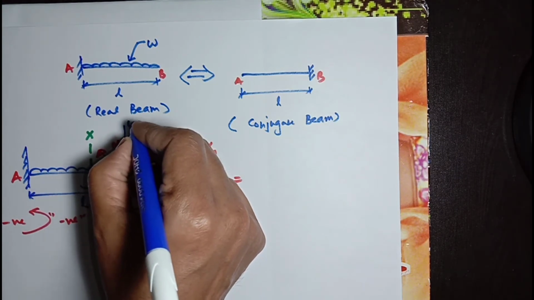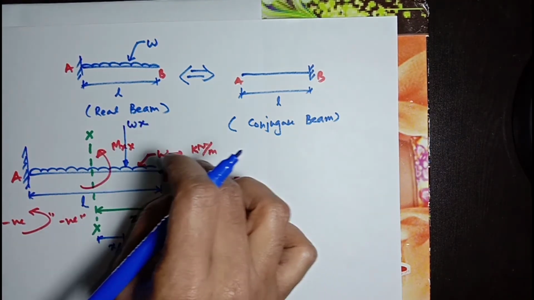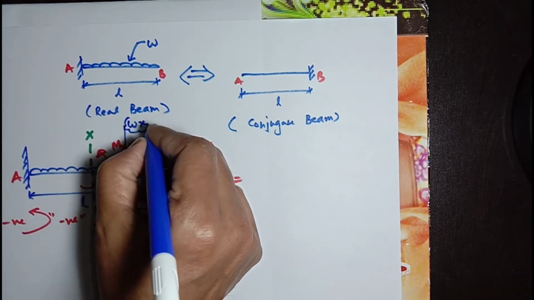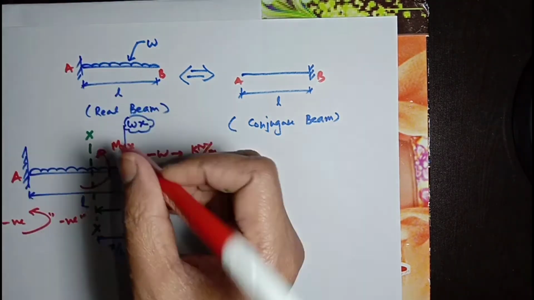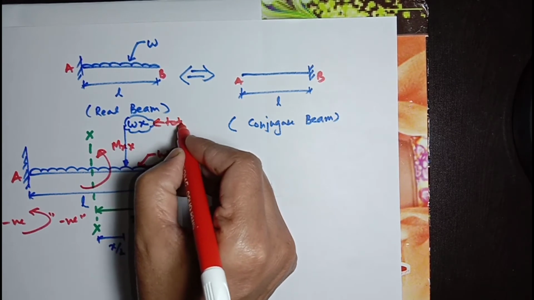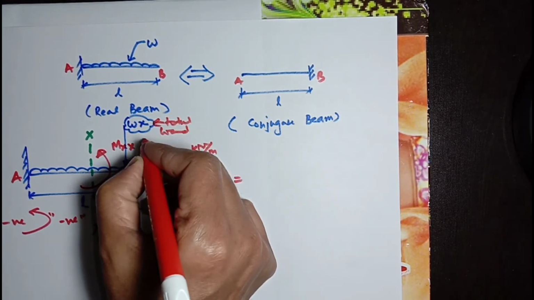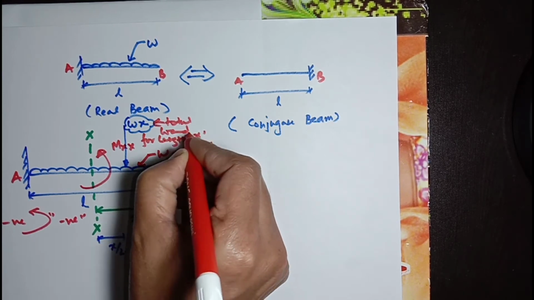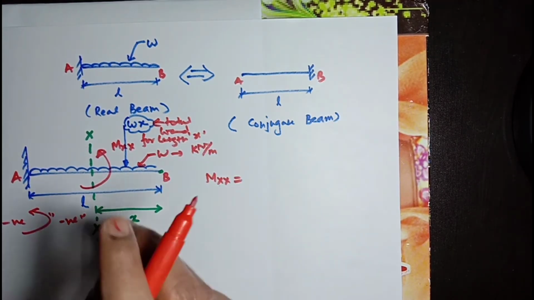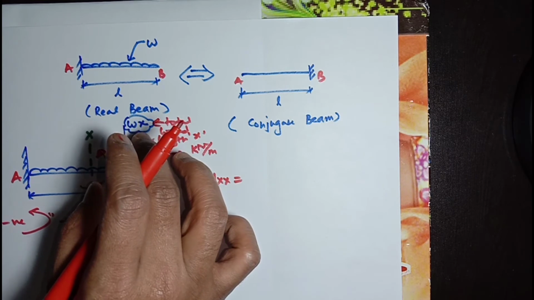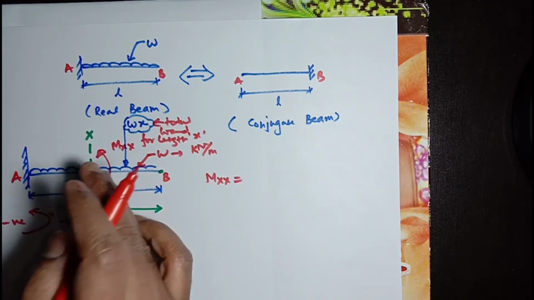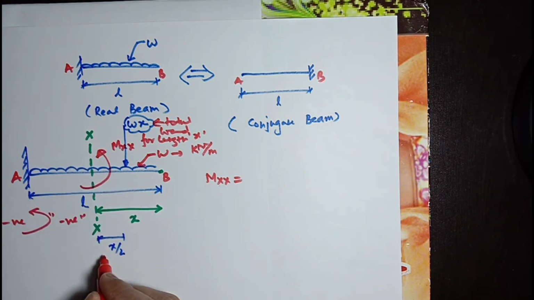Load will be W into X. W multiplying with this length will give the total load for length X. And this Wx, which will be converted as a point load, will be acting at a distance of x by 2 from section xx.